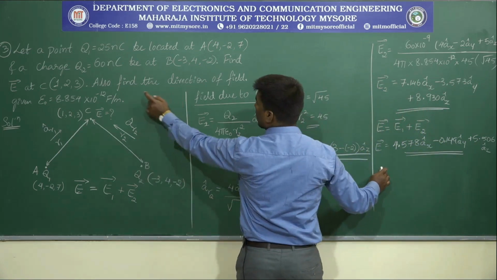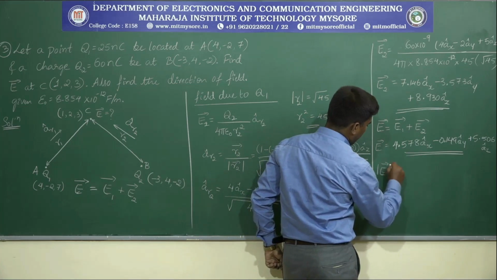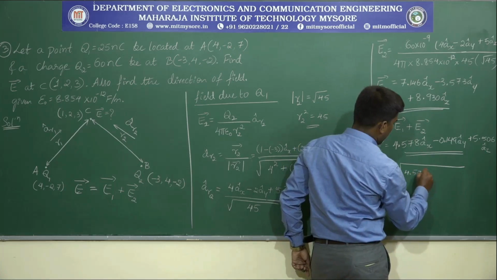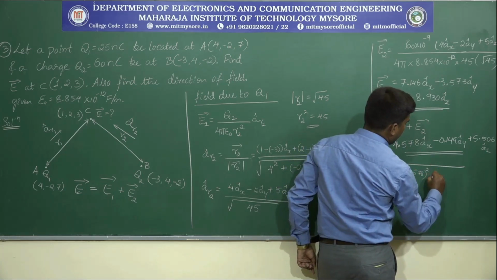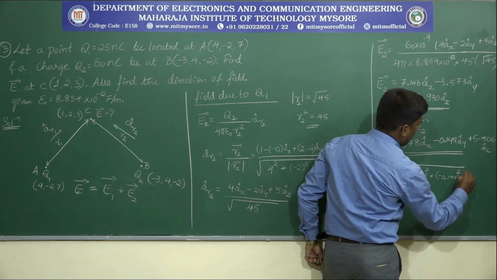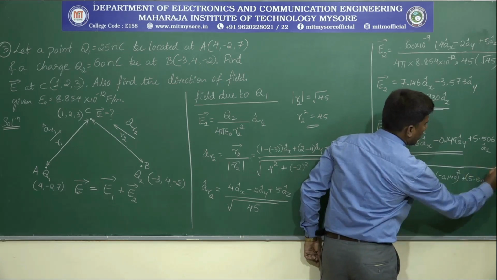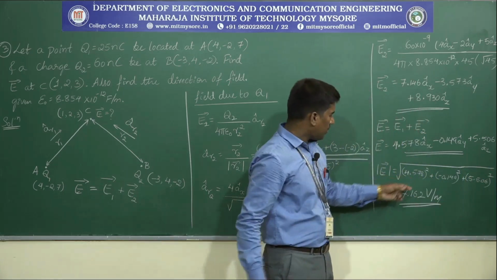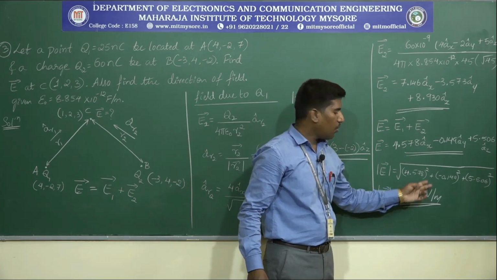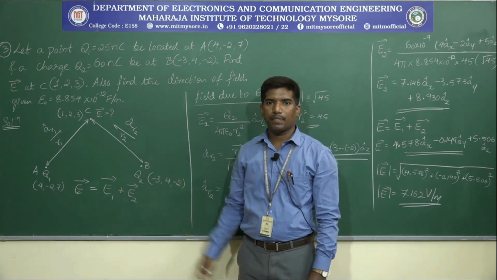We need to calculate, also find the direction of the field, right? So for that we need to calculate the magnitude also, that is square root of 4.578 square plus minus 0.149 square plus 5.506 whole square, right? So after solving this, the magnitude of this electric field intensity is 7.162 volt per meter. So this is how we need to solve this kind of problems, okay.